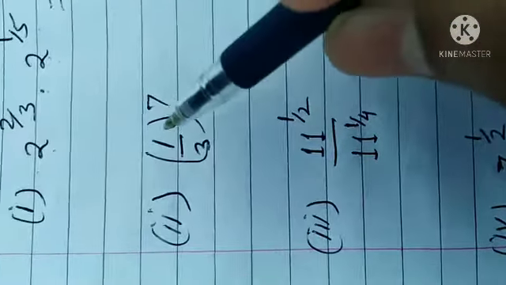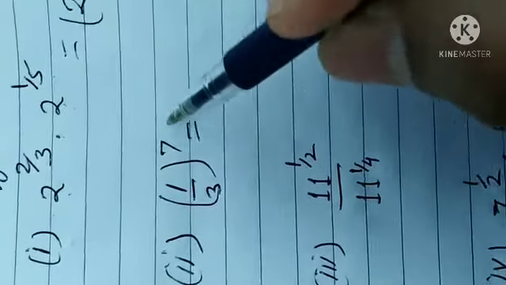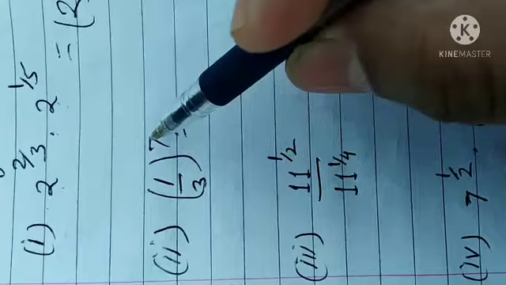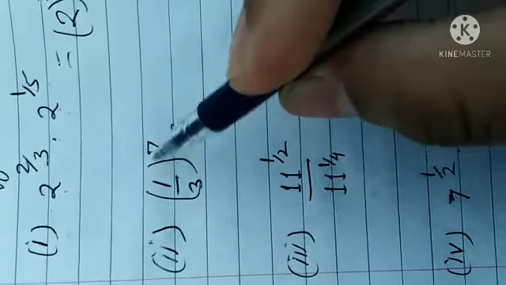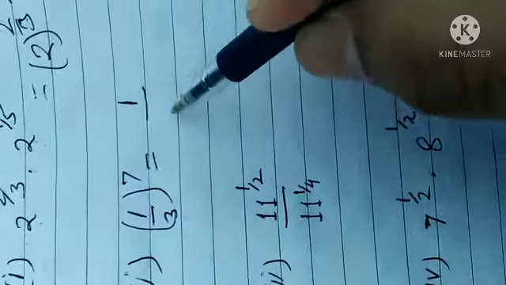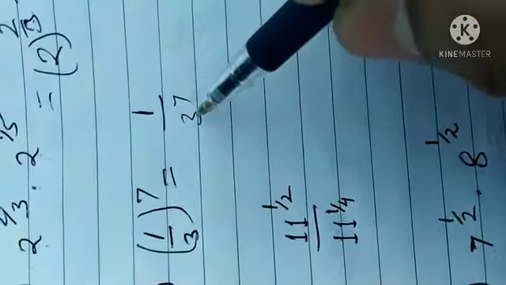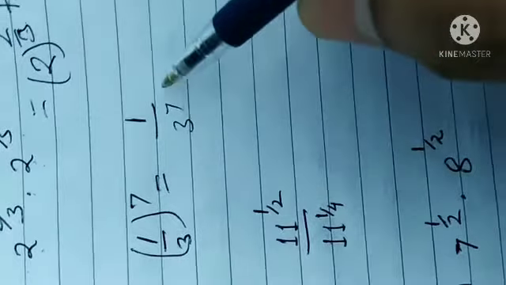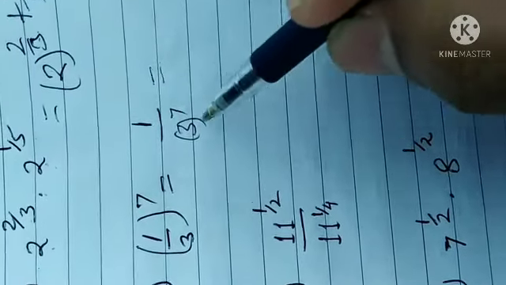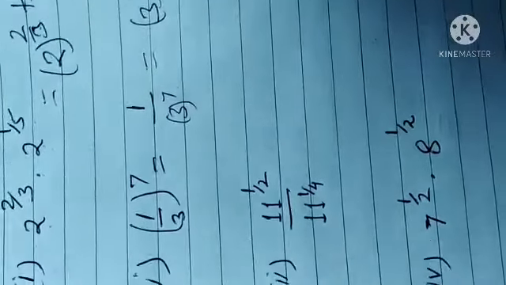Next part, second: 1 upon 3 and whole to the power 7. It's very simple. If you split the power, take the exponent on 1, then 1 power 7 means 1 only remains. If you take 7 on 3, then 3 to the power 7. It is not necessary to split it into 7 parts and take the big product. If you want to write it with 3 to the power 7 up, then it becomes negative. So 3 to the power minus 7 is the answer of this.